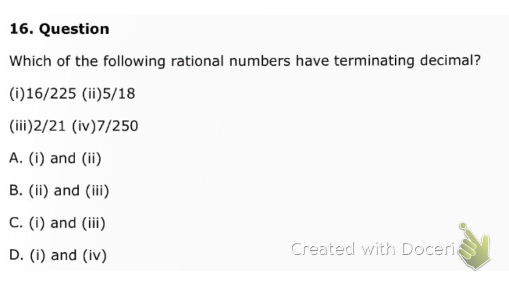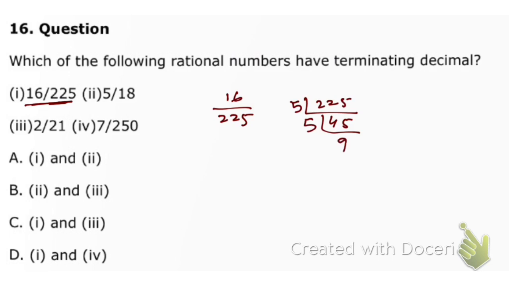Now next question, which of the following rational numbers have terminating decimal? To be terminating, we know that the denominator must be of the form 2 to the power n and 5 to the power m, right? So here you see 225, this can be written this way. First let us factorize this 225. What are you gonna get, 5 into 5, and 3 into 3.